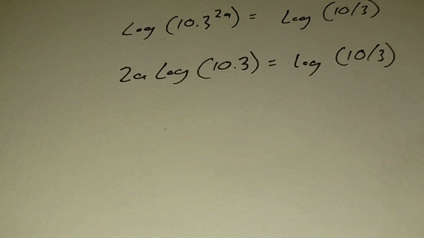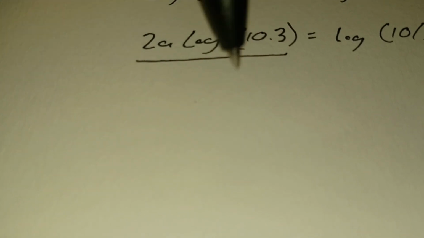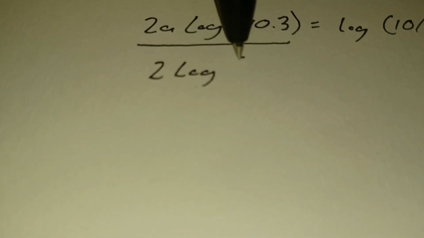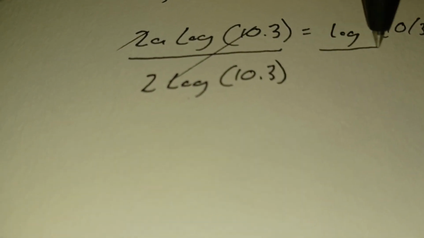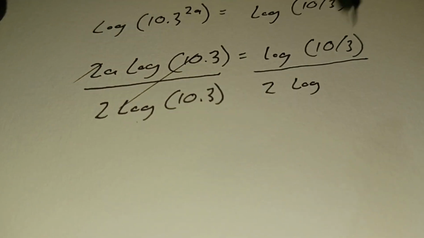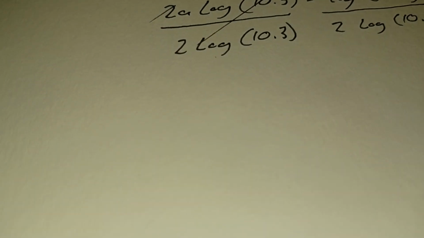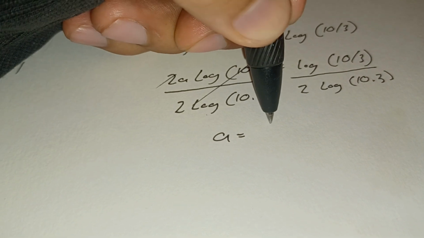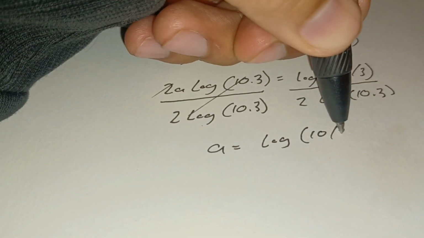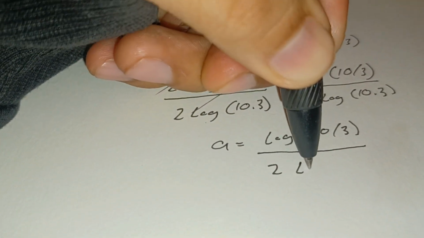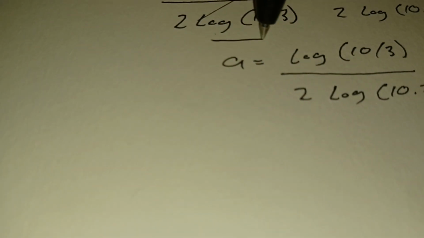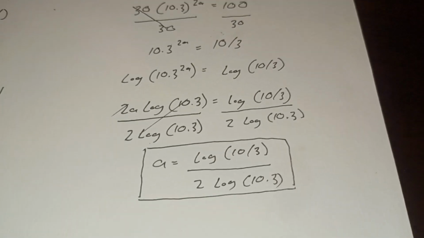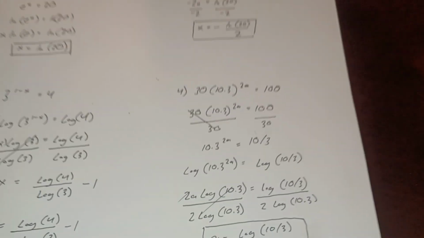So now we want to leave a by itself. We divide by 2 times the log of 10.3 to leave a by itself. This is going to cancel out except for the a. Obviously, what you do to one side, you do to the other side. So a equals log of 10 divided by 3, divided by 2 times the log of 10.3. That is going to be your exact solution. If you want, you can plug this into the calculator to get an approximation. And that is how you do these problems.